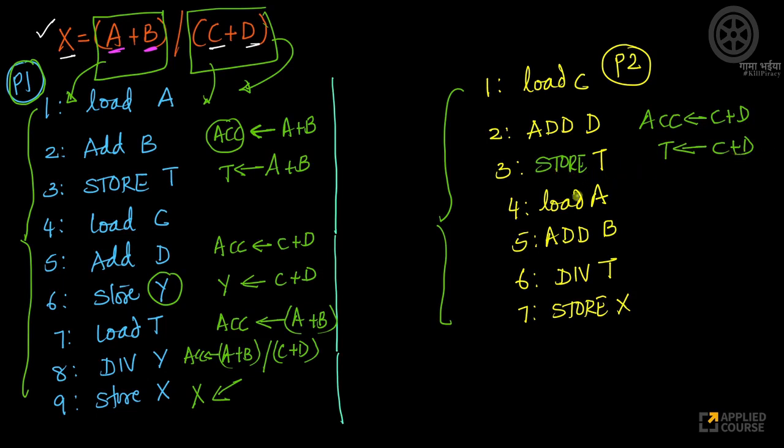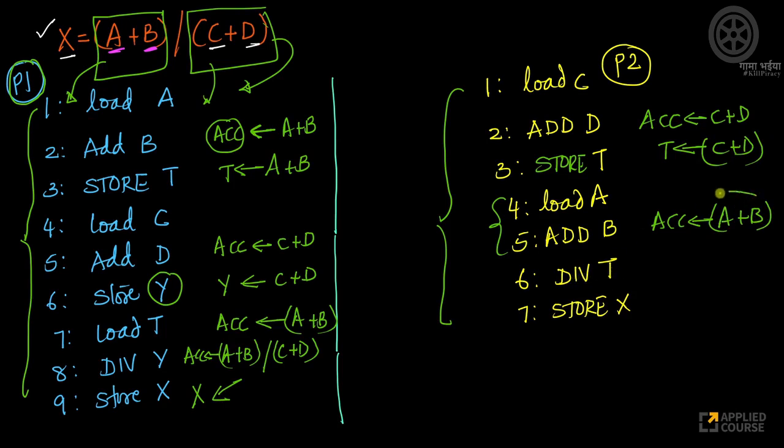Then I'm saying load A, so the accumulator consists of A. Then I'm saying add B. So what does the accumulator consist of now? The accumulator has A plus B. In memory location T, I have C plus D. Then it says div T.